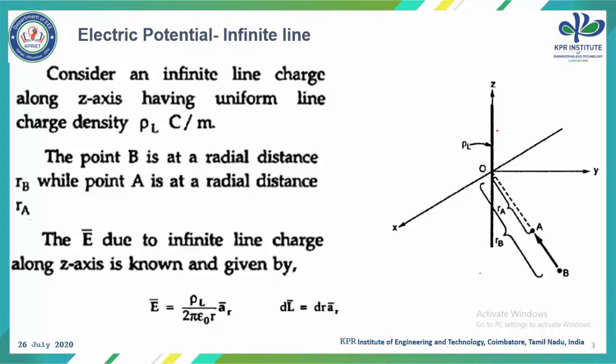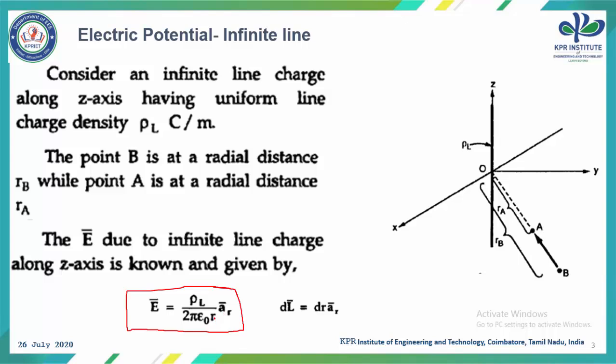which is lying on the z-axis. What are the things we are discussing in electric field intensity? The same concept is going to appear here also. You know the electric field intensity formula for an infinite length. So what is that formula? E equal to rho L divided by 2 pi epsilon into R into AR vector.